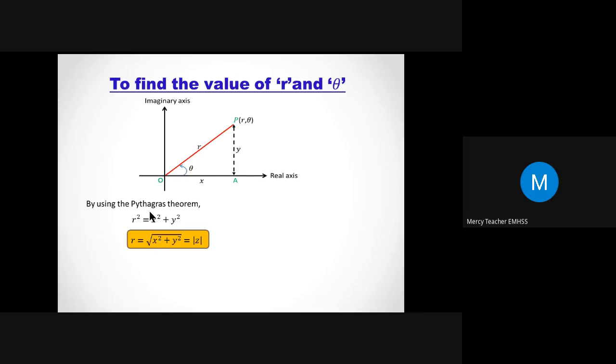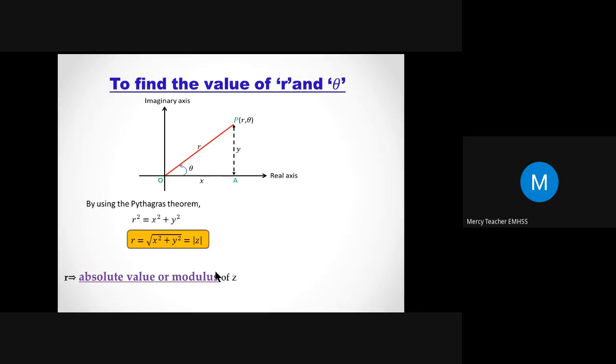Okay, and from this we can calculate r. So what is r? R is equal to square root of x square plus y square. Which is nothing but modulus of z. And what is z? Z is equal to x plus iy. And you know the formula, right? Modulus formula. What is the modulus formula? Modulus of x plus iy is equal to what? Square root of x square plus y square. So r can also be written as modulus of z. So this r can be called the absolute value or modulus of z.